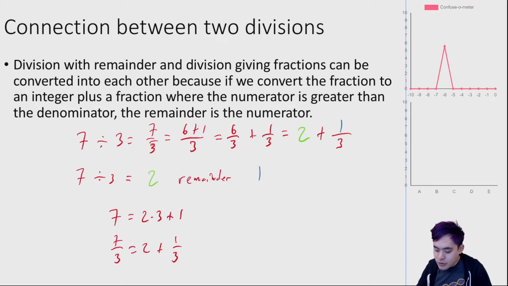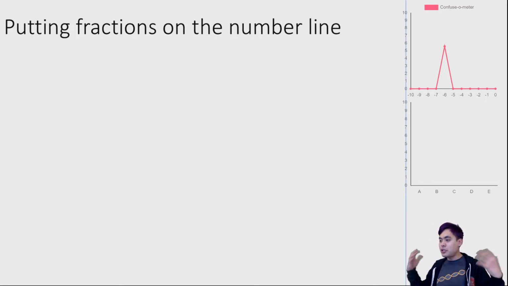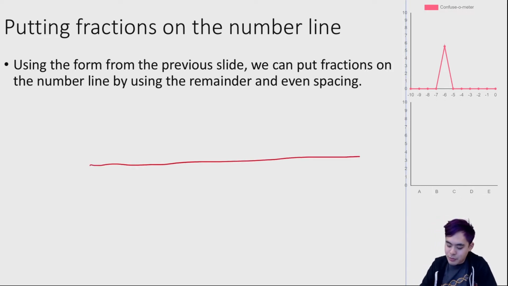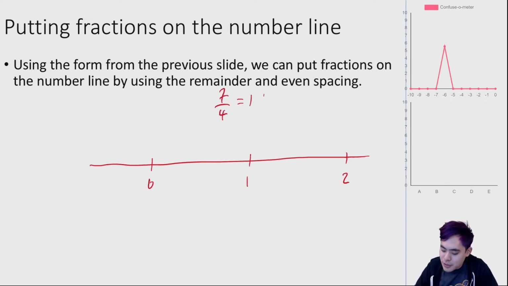Okay, but now let's go back to what we started today's lecture with, which is the number line. So using the form from the previous slide, we can put fractions on the number line by using the remainder and even spacing. So for example, let's blow up this number line a bit. So let's say this is 0, and let's say this is 1, and this is 2. Well, where does, say, 7/4 go on this number line? Well, you can rewrite this as 1 plus 3/4, or 1 and 3/4.